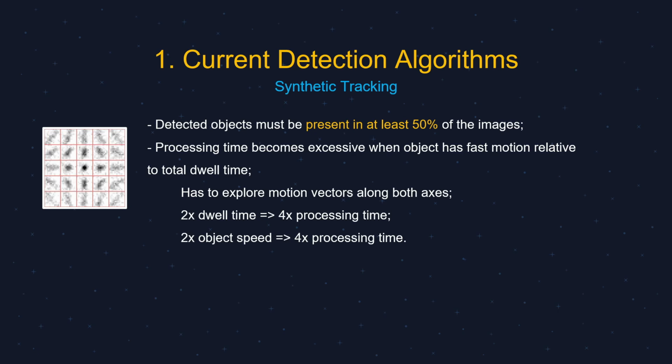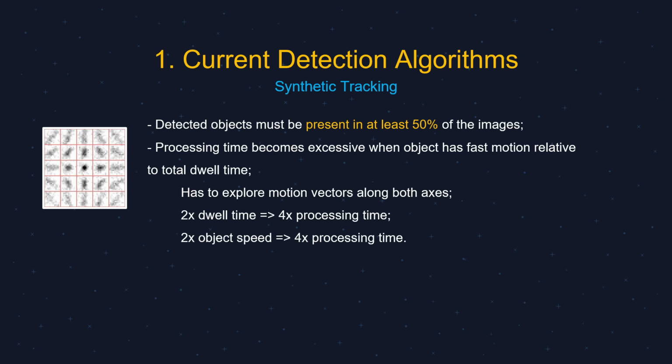The other trade-off is that processing time does become excessive when the object has fast motion relative to the exposure time, and by extension that of the total dwell time. So what that means is that if you double the dwell time, then the processing time quadruples. Also, if you double the object speed, that also results in a quadrupling of the processing time.